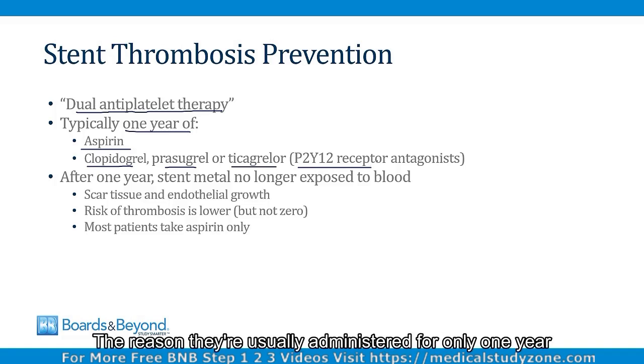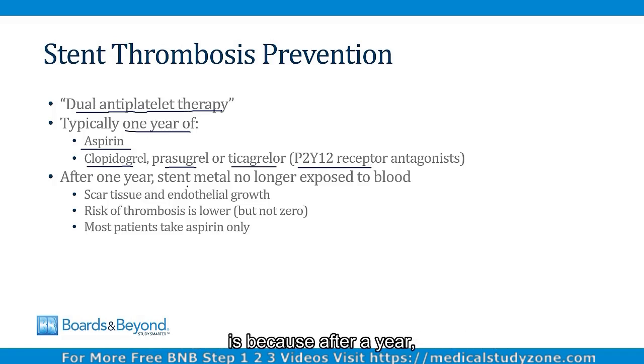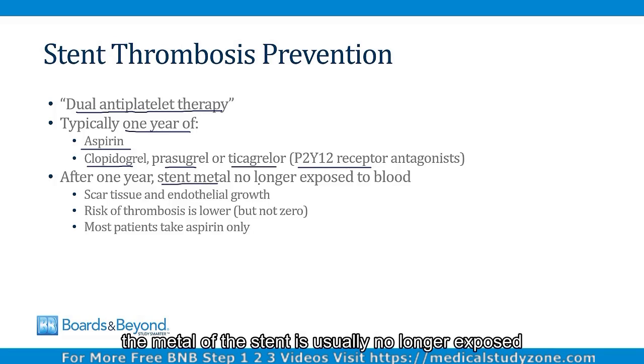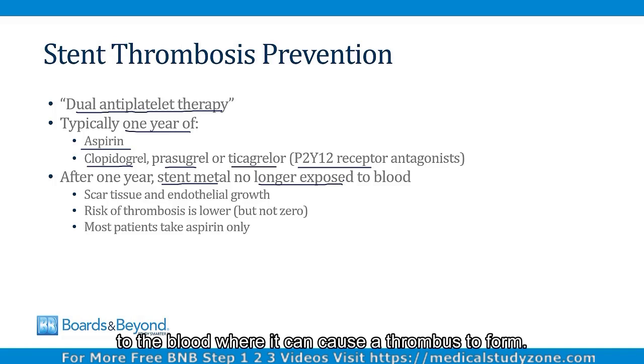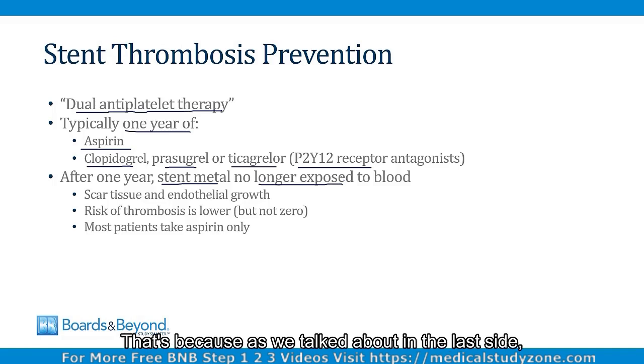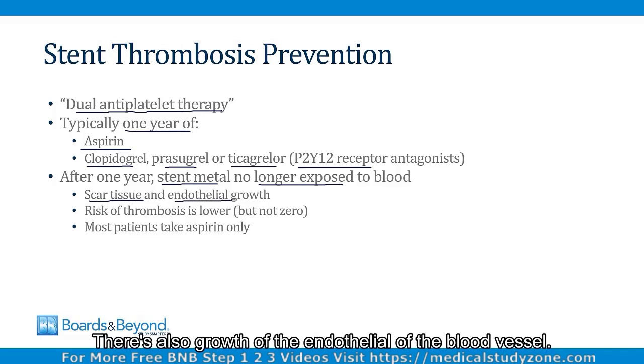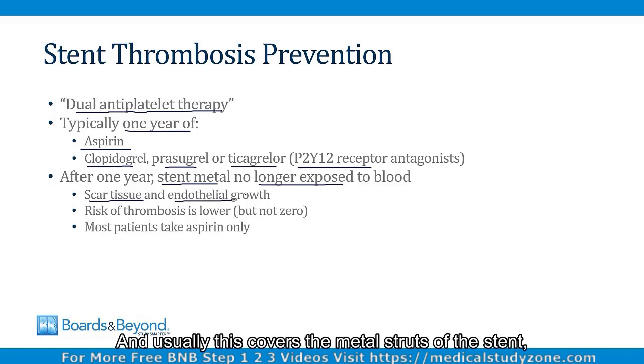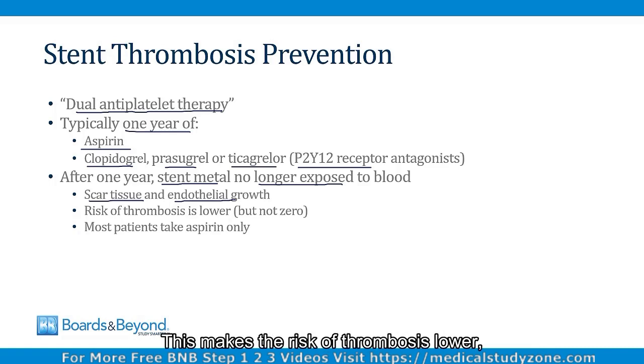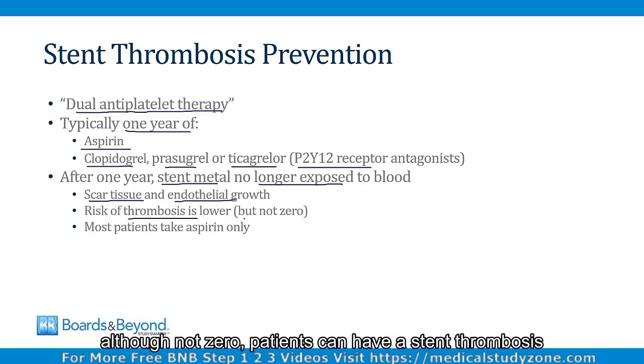The reason they're usually administered for only 1 year is because after a year, the metal of the stent is usually no longer exposed to the blood where it can cause a thrombus to form. That's because, as we talked about in the last slide, there's some scar tissue growth. There's also growth of the endothelial layer of the blood vessel, and usually this covers the metal struts of the stent so they're not exposed to blood. This makes the risk of thrombosis lower, although not zero.